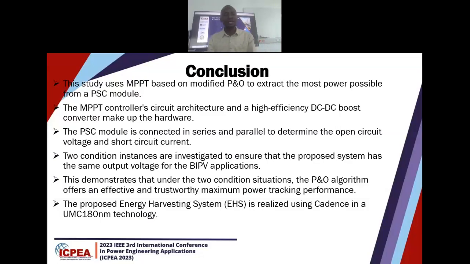And in conclusion, this study used MPPT based on the perturb and observe method to extract the most power possible from the PSC module, and the MPPT control circuit architecture and the high efficiency DC-DC boost converter make up the hardware. The PSC module is connected in series and parallel to determine the open circuit voltage and short circuit current. The two condition instances are investigated to ensure that the proposed system has the same output voltage for the PIPV application. This demonstrates that under the two situations, the P&O algorithm offers an effective and trustworthy maximum power tracking performance.